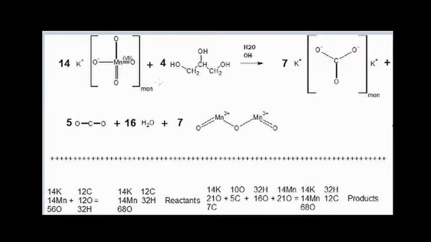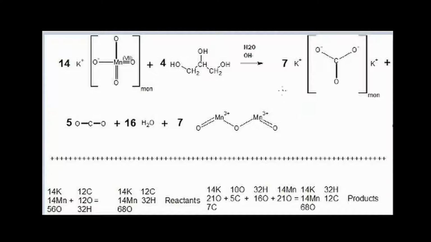This is the chemical equation for the potassium permanganate and glycerin reaction. This here is your potassium permanganate, and this here is your glycerin. This demonstrates the catalytic amount of water or hydroxide, and then this is the reaction arrow showing what's taking place. So we've got 14 potassium permanganate molecules for every 4 glycerin molecules.